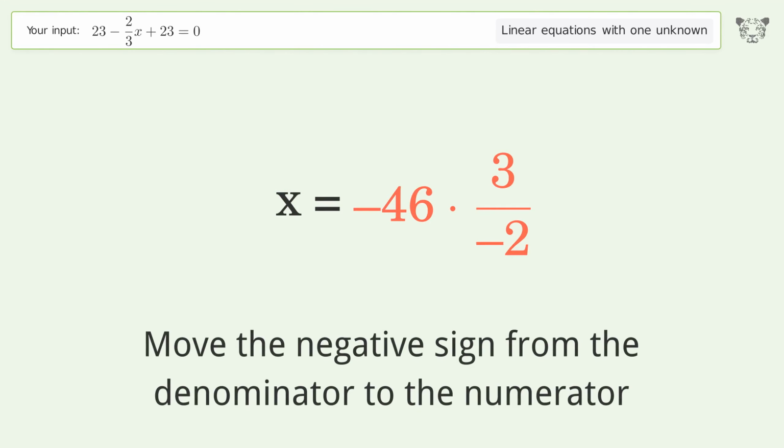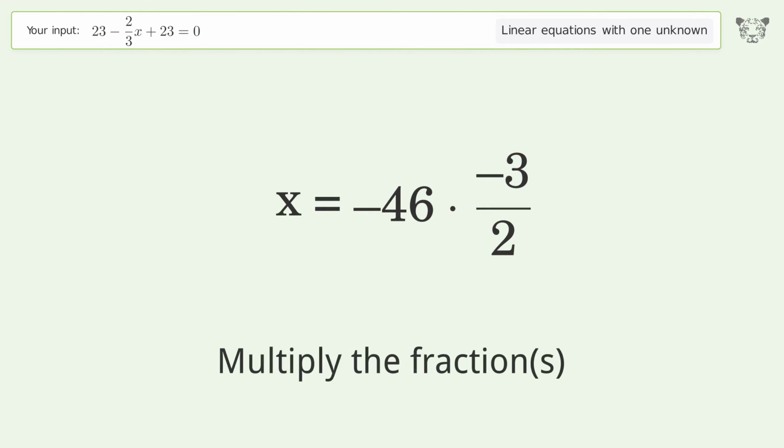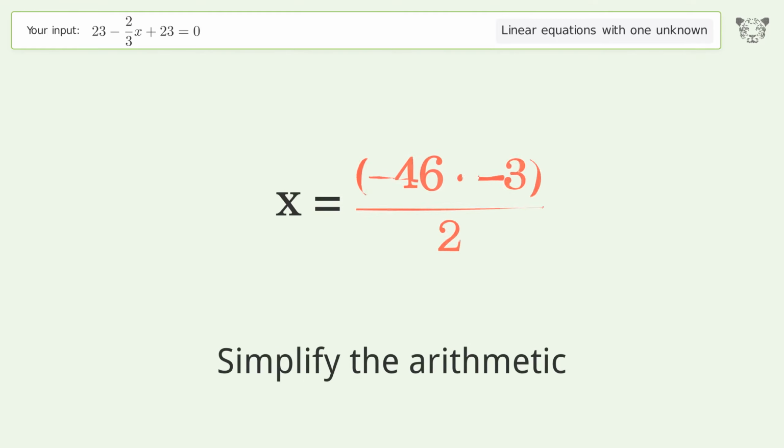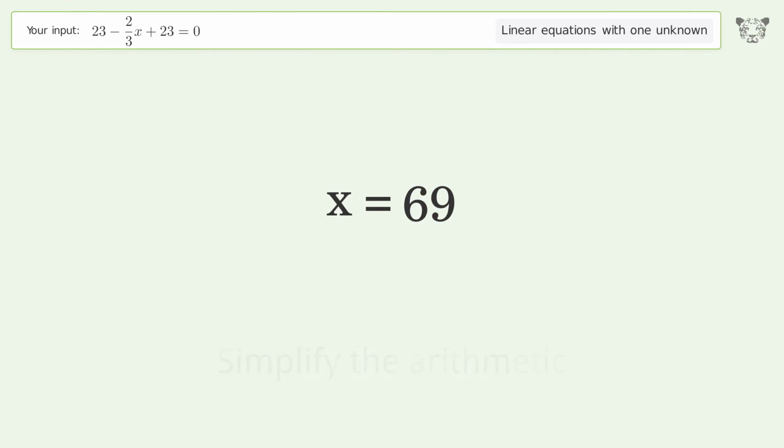Move the negative sign from the denominator to the numerator. Multiply the fractions. Simplify the arithmetic. And so the final result is x equals 69.